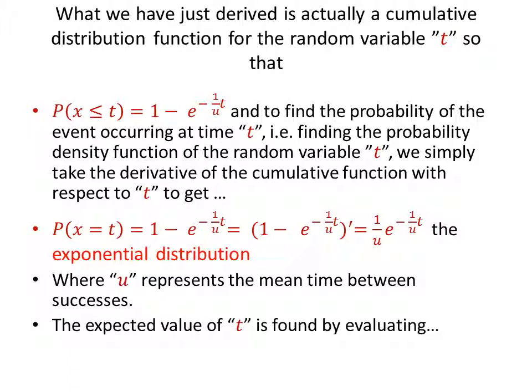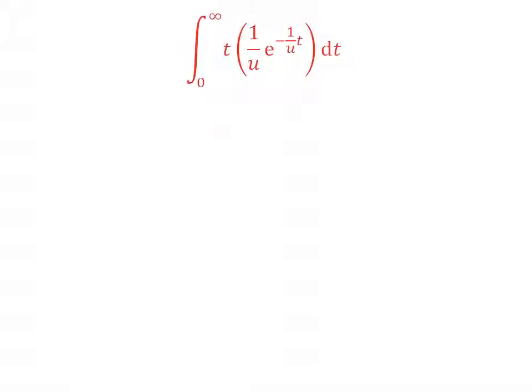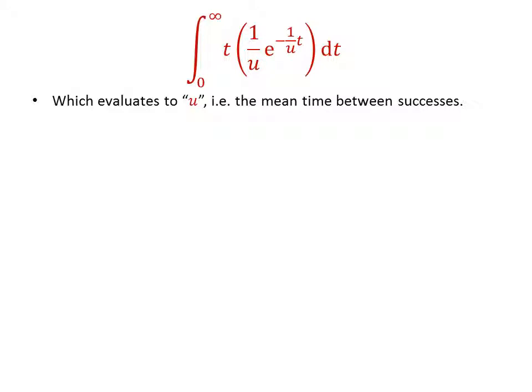The expected value of t is found by evaluating the integral from 0 to infinity of the random variable t times the probability density function that we just derived, dt. This evaluates to u, in other words, the mean time between successes.